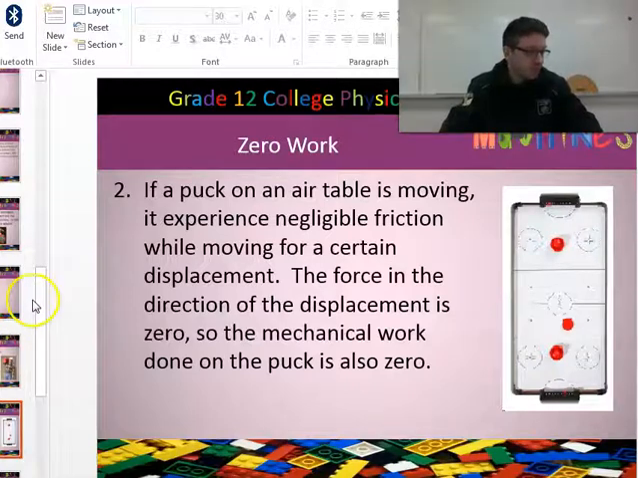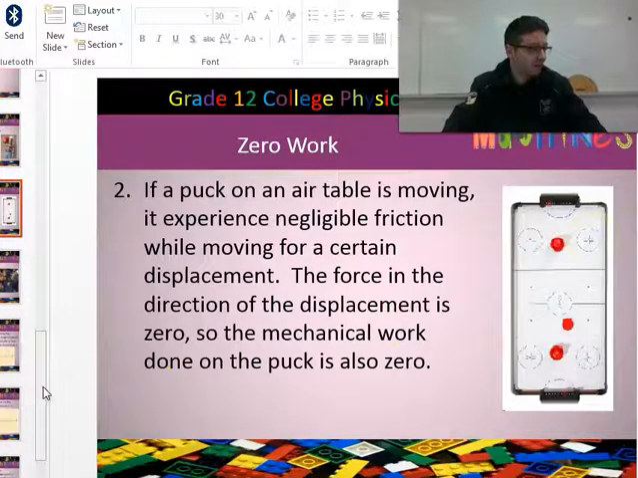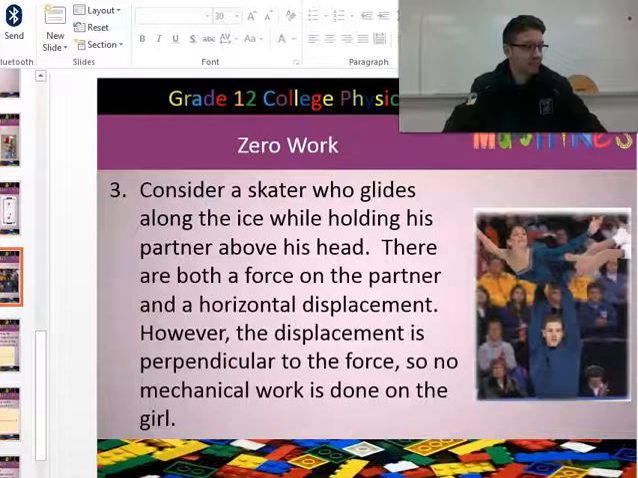Okay. Same thing here. If you have, say, an air hockey table and you have a puck there, let's say you have the air pushing upwards on the puck. But if the puck's moving horizontally, the air is really doing no work on the puck, because those are in 90-degree directions. Okay, a skater that's gliding on the ice. Again, in this case, you have someone lifting someone else up, obviously applying a force, but moving perpendicular to that.